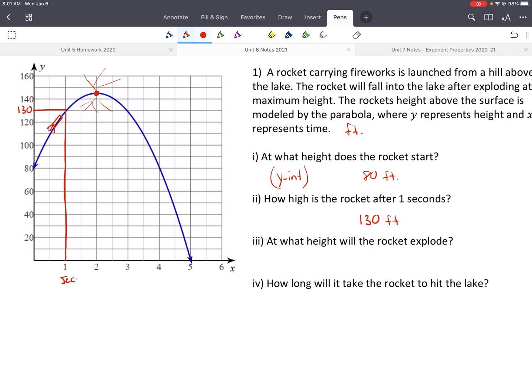Okay. Next, it says, at what height will a rocket explode? And again, we said that was at the maximum height. So that maximum height is, I don't know, I would guess maybe 145.